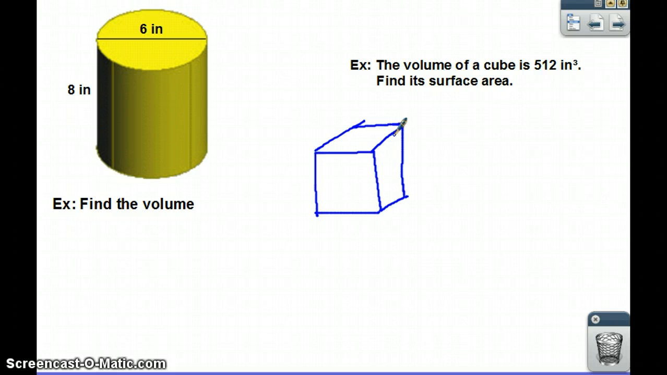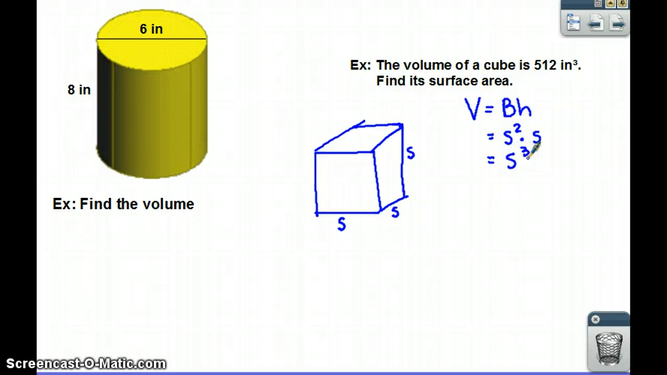Now, to find the volume of a cube, we know our formula is area of the base times the height because it's a prism. But all the sides are the same. So I'm going to use S for the length of the side. This is S, this is S, this is S, everything's S. So the area of the base is sides squared, and the height is S, giving us S cubed. This is a special case when we're dealing with a cube.